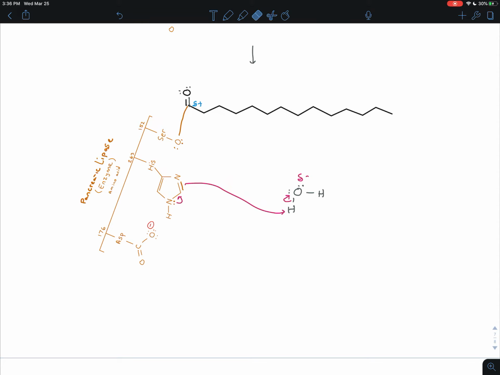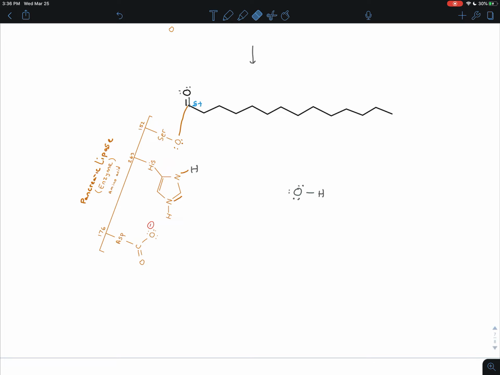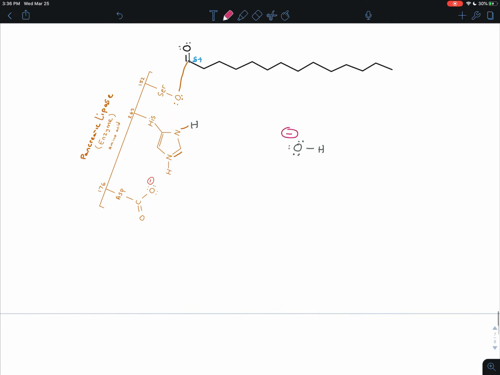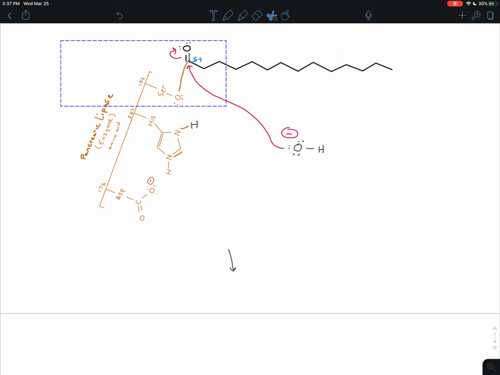So this lone pair becomes a pi bond. This pi bond becomes a bond to that hydrogen. And that bond becomes a lone pair on the oxygen, which now doesn't have a partial negative charge, but a full negative charge, so it's a strong nucleophile. And now we're ready to do our nucleophilic acyl substitution. This nucleophile can attack that carbonyl carbon, push the pi electrons up, and that'll give us our tetrahedral intermediate.